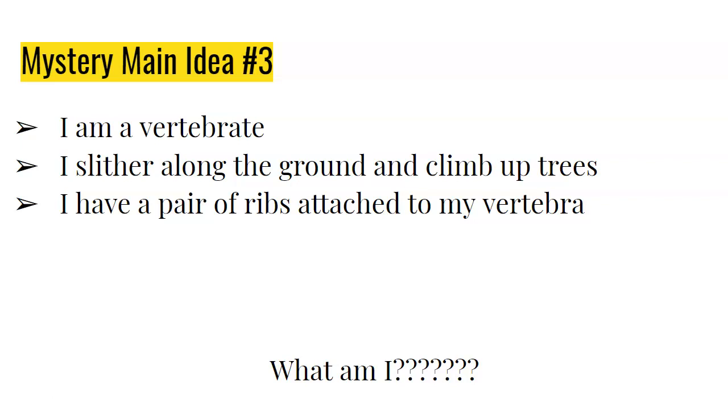So for our mystery main idea number 3, your 3 supporting details were: I am a vertebrate, I slither along the ground and climb up trees, and I have a pair of ribs attached to my vertebra. The main idea of this, of course, is a snake. These are some of the things that I want you to think about as we're listening to the reading.